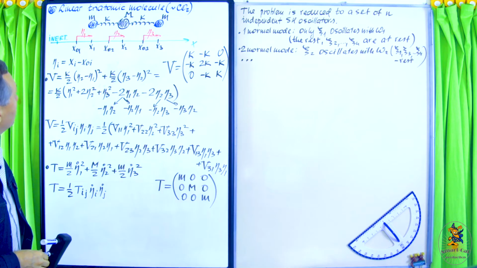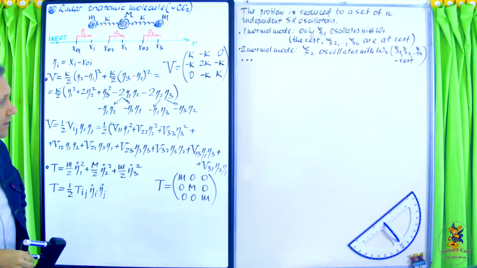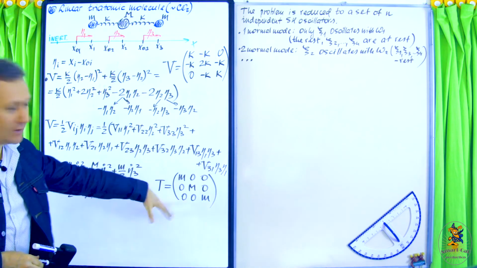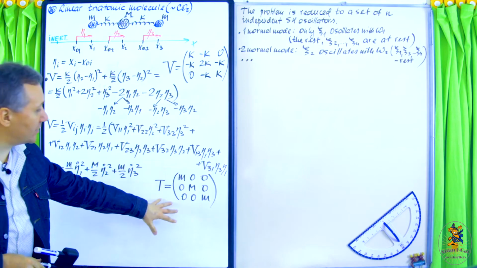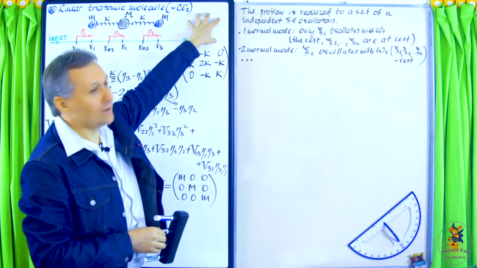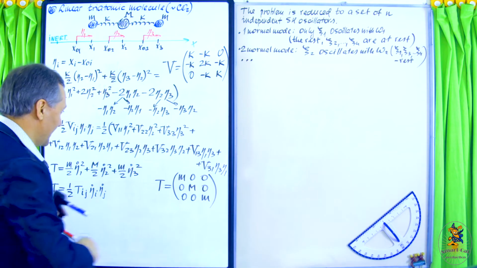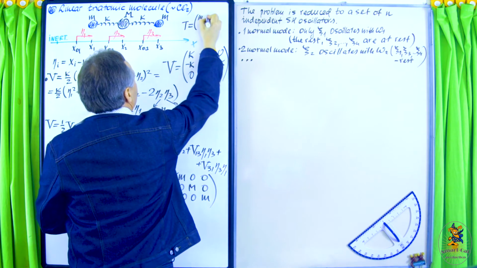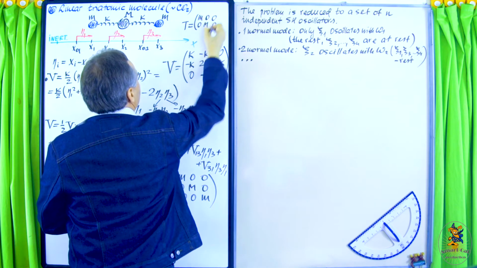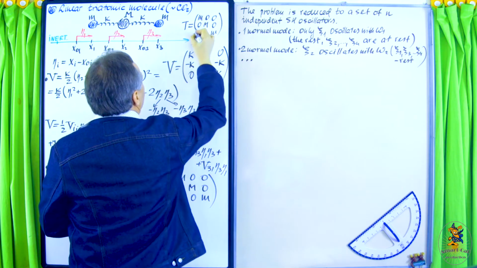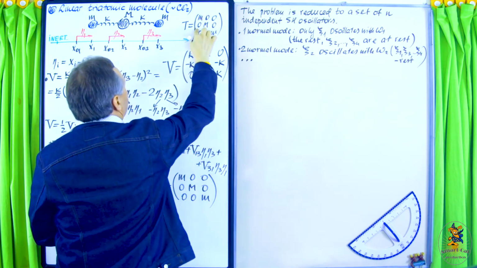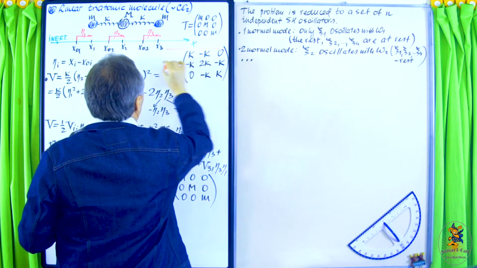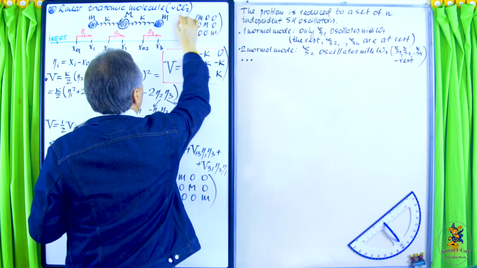And you know what? I feel like since at some point soon I will start erasing, and this kinetic energy matrix will be erased also. Let me rewrite it over here. I feel like there is a space. Let me move it over there. All right. T equals m 0, 0, 0, m capital 0, 0, 0, m. Okay. So now I feel better. So this and that.